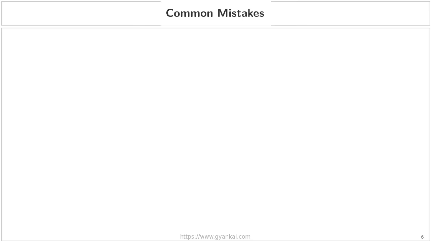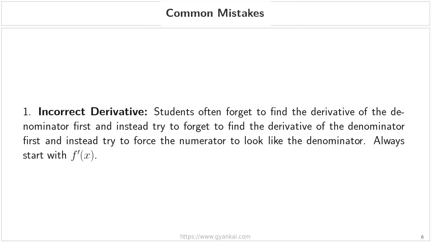Common mistakes. A very frequent error is forgetting the first step we discussed. Students sometimes try to directly manipulate the numerator to resemble the denominator. Remember, the key is to compare the numerator to the derivative of the denominator. So, always begin by finding f prime of x. That is the derivative of the quadratic expression. That's your starting point for the whole process.